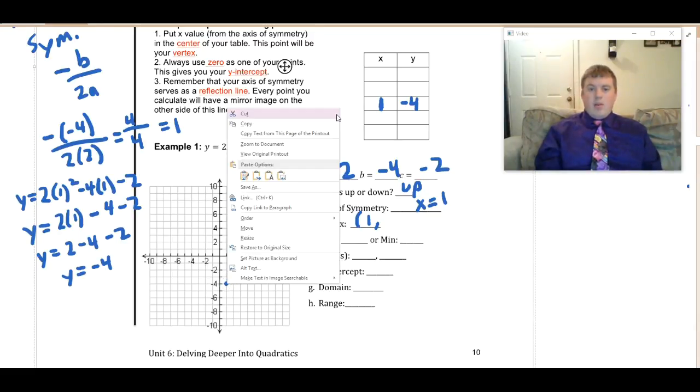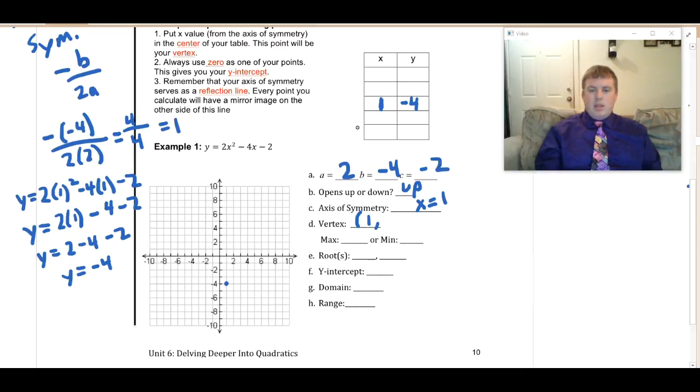Alright. Now, what I usually do from here is to go ahead and plug in the points above and below that vertex. That way I know that I'm going to have a mirror image. So we did say in our tips that 0 is a good thing to plug in. That way you have your y-intercept. So that's what I'm going to do next.